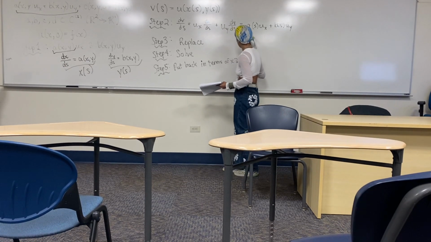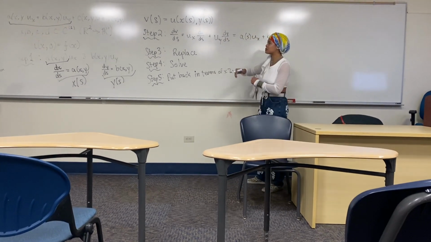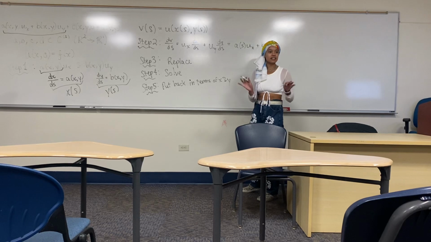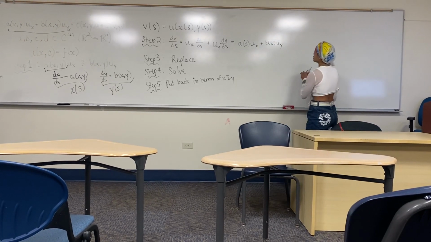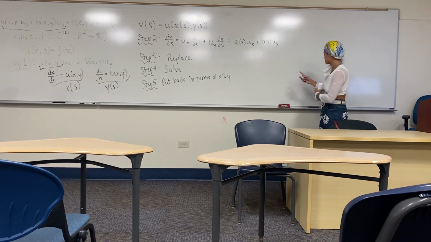Okay, so right now it seems pretty abstract, so we're going to look at an example of how to do this, okay? So I'll start the example here. If I need more space, I can erase some of this.